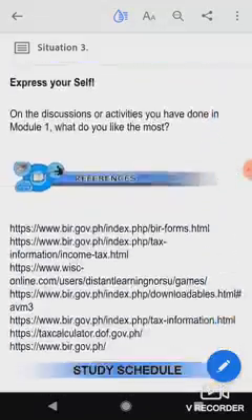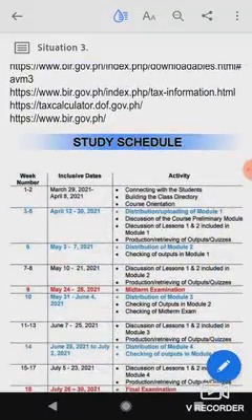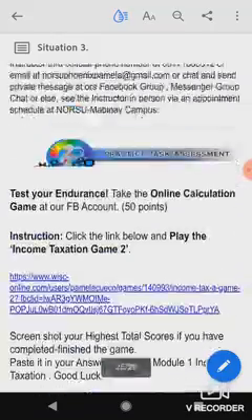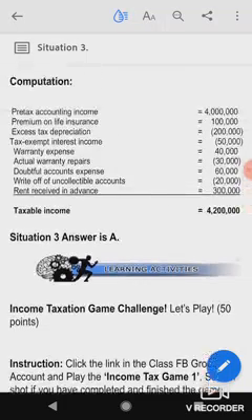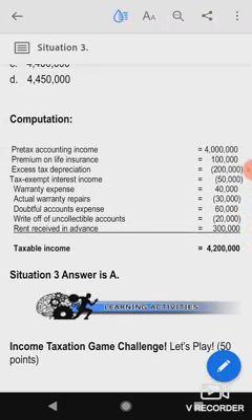Actually, that's the coverage for our module 2. I will be posting the activities, the challenges, or the games that will be included in this module. Good luck, and may you have the highest scores on the games, and may you be able to handle the computation challenges for this taxation subject.